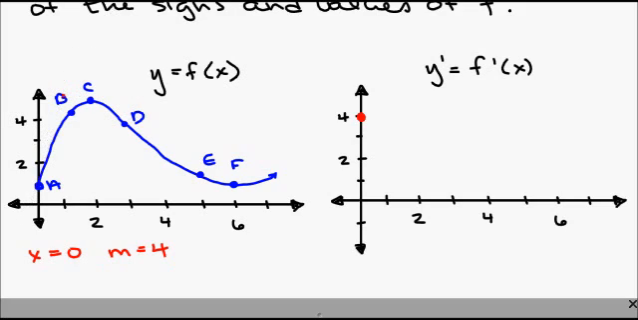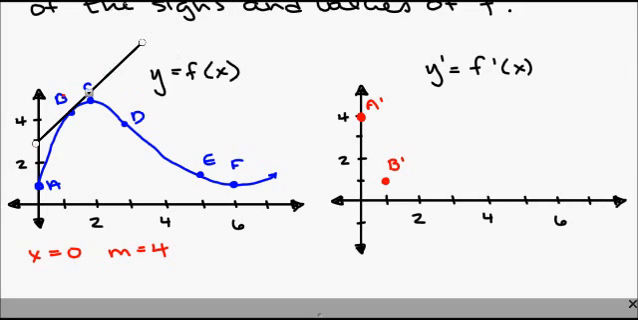Okay, I'm going to get rid of this one. Let's look at point B. So I'm going to draw my tangent line. And it looks like B is at about 1, 4-ish. And it looks like my slope is approximately 1. So I'm going to put a point at 1, 1. So this is A prime, B prime.